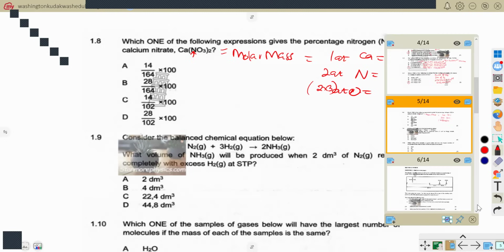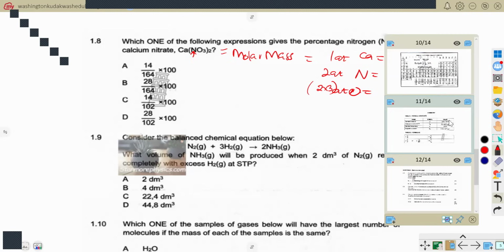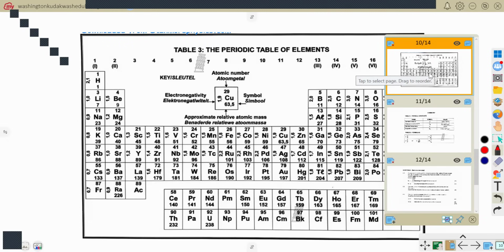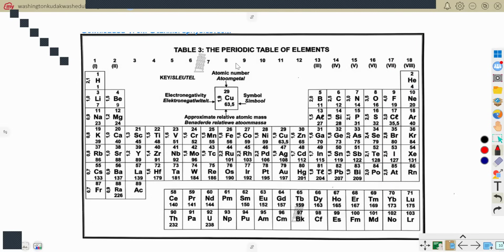So let me look for our periodic table so that we can check it together. What is the relative atomic mass for calcium? This is calcium. On a periodic table, these Roman numerals, which are 1, 2, 3, 4, 5, 6, 7, 8, give you the group in which your element is in. And then these ones give you the period. And then when you locate your element, you would know that it will look like this. This was an example that was given.